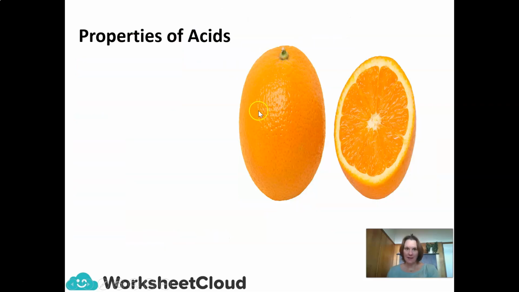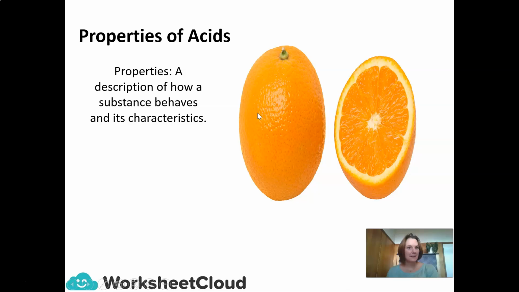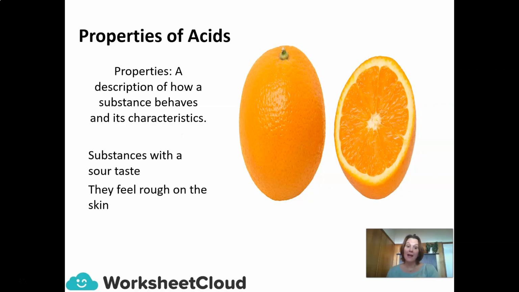What are the properties of acids? First of all, let's understand and recap what a property is. A property is a description of how a substance behaves and its characteristics. The properties of acids are as follows. They are substances with a sour taste, and they also feel very rough on the skin. So when you bite into that orange, sometimes it has a very sour taste, and when you squeeze the orange juice out on your hands or lemon juice, it has a very rough feel on your skin.